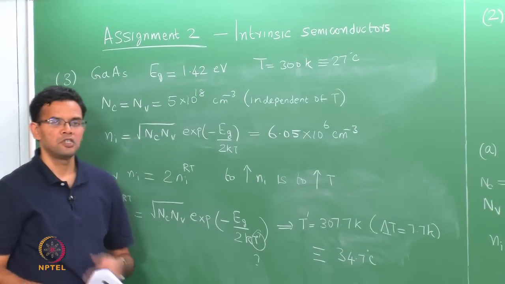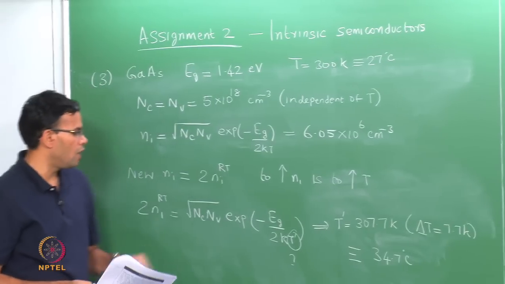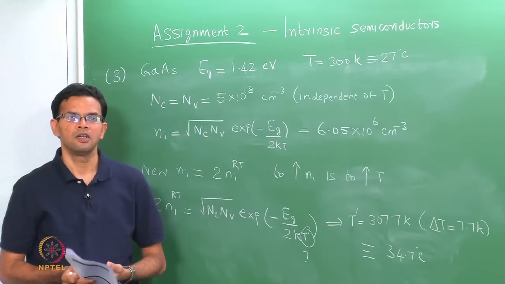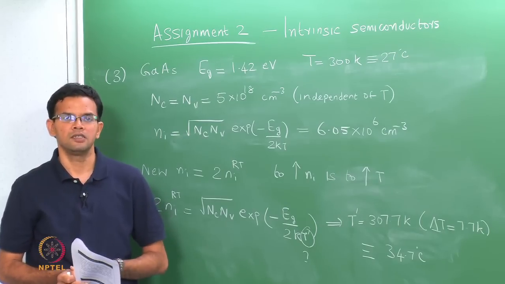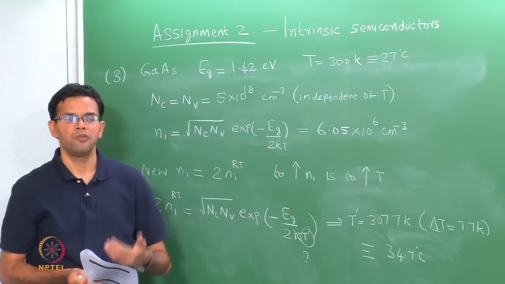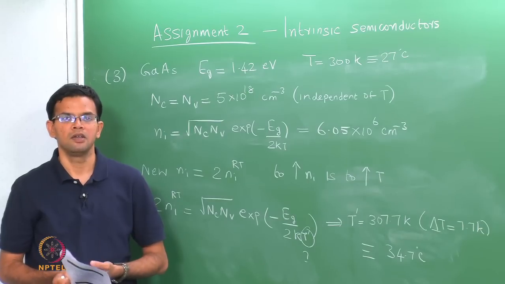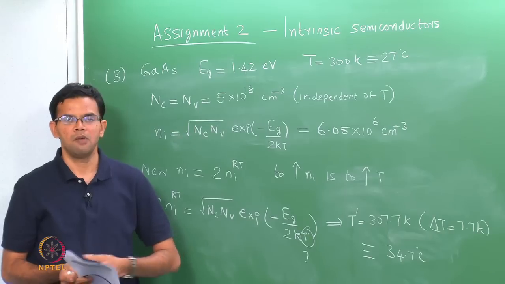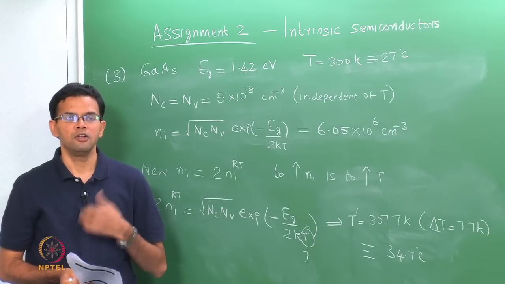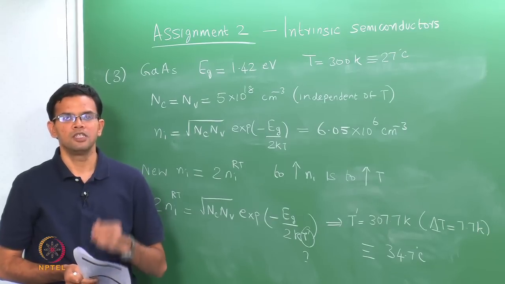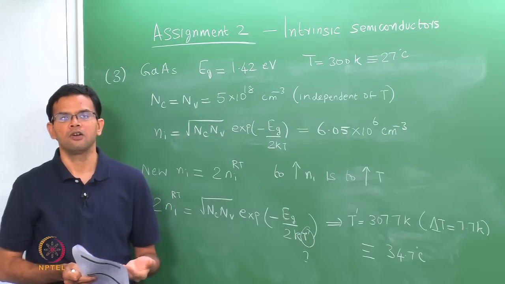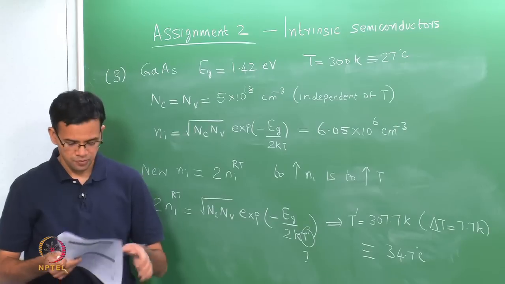So, we find that even for a small increase in the value of Ni, so you are only doubling the value of Ni, you need to increase your temperature by 7 degrees. If you want the really high conductivities that we see in the extrinsic semiconductors, you can actually calculate that the temperature change must be much higher. This is one of the reasons why intrinsic semiconductors are almost never used in devices. Usually doped semiconductors are used because it is much easier to control the dopant concentration and then control the carrier concentration and also the conductivity.